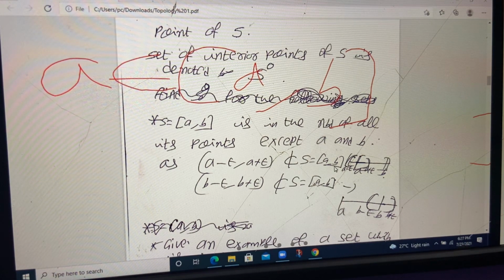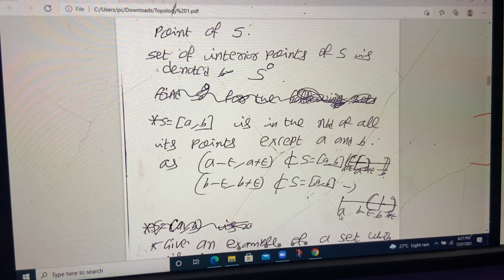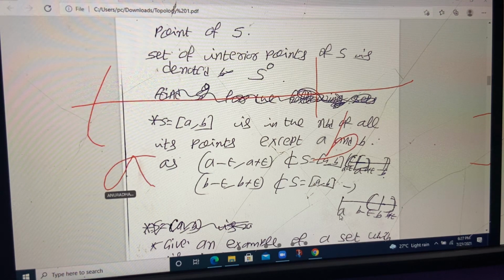Similarly, B is also not an interior point. B belongs to this set, the closed interval, because closed means B is included. But B is not an interior point. How do we check? Around B we take a neighborhood, that means B minus epsilon, B plus epsilon, an open interval. Is every part of it within AB? Can we say this total part around B is within AB? This is B, this is A, this is the set.